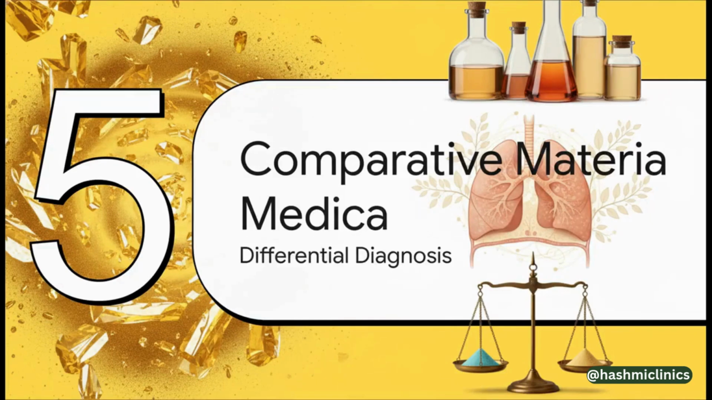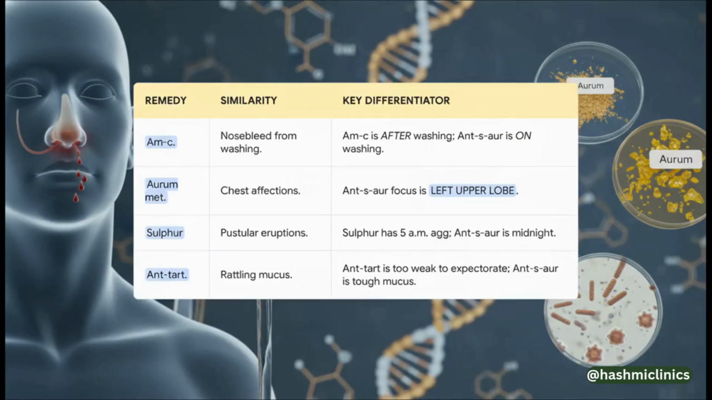Of course, to prescribe accurately, we absolutely have to differentiate it from remedies that look similar on the surface. Now, this comparison is crucial. You have to pay very close attention to the fine details. For example, look at the timing of the nosebleed with Ammonium carb on washing versus after washing. It's exactly that kind of tiny detail that confirms a prescription and leads to a really successful outcome.